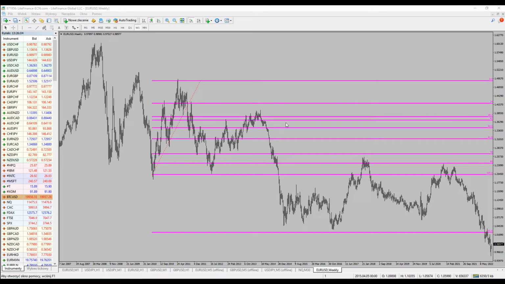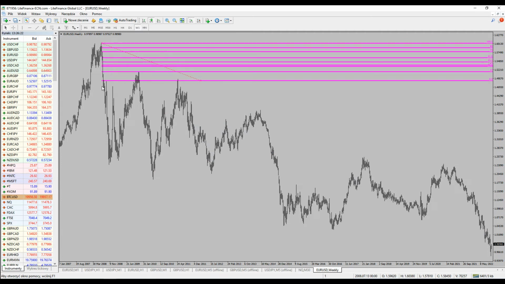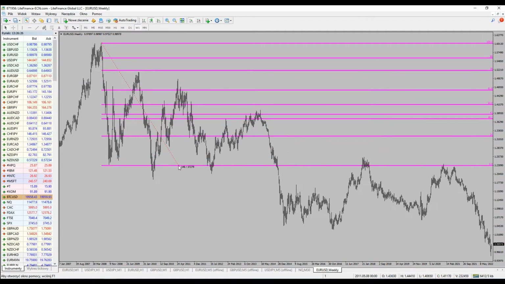So that's the trade on the euro dollar from the higher time frame perspective. There are plenty of them if you go through here. You are going to be able to find them and try to make your own analysis. Okay. Another one over here.